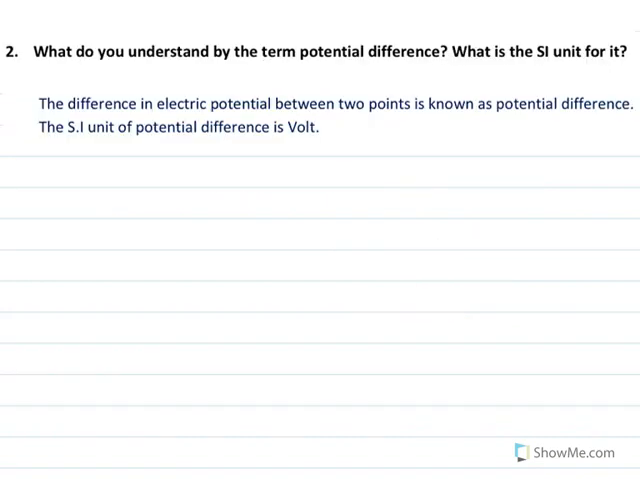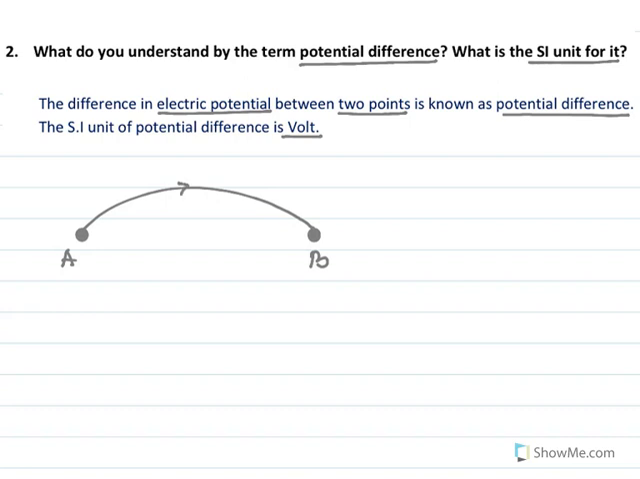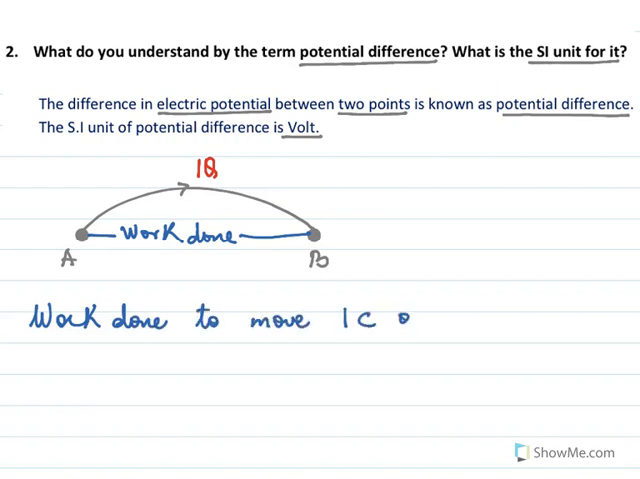What do you mean by the term potential difference? What is its SI unit? The difference in electric potential between 2 points is known as a potential difference, and its SI unit is volt. For potential difference, suppose we have point A and point B. We define the potential difference as the work done to move a charge of 1 coulomb from point A to point B. So potential difference is also defined as work done to move 1 coulomb of charge from one point to another.